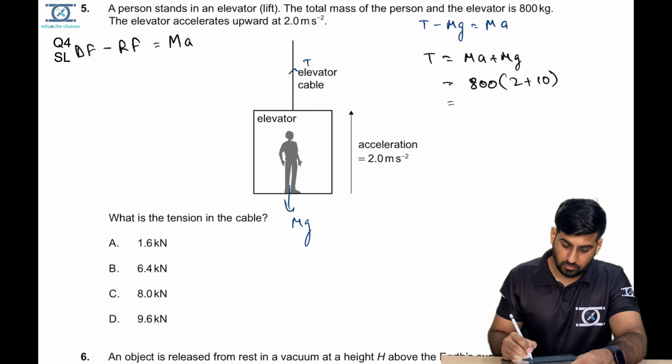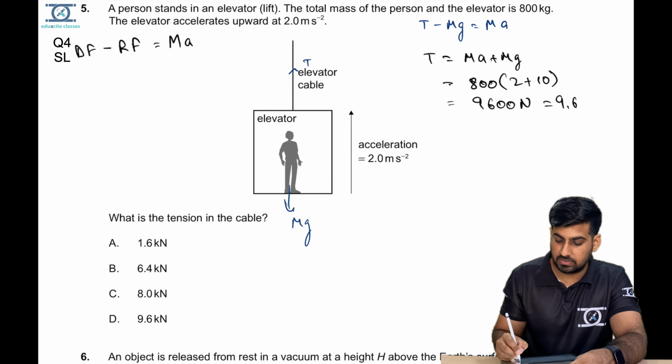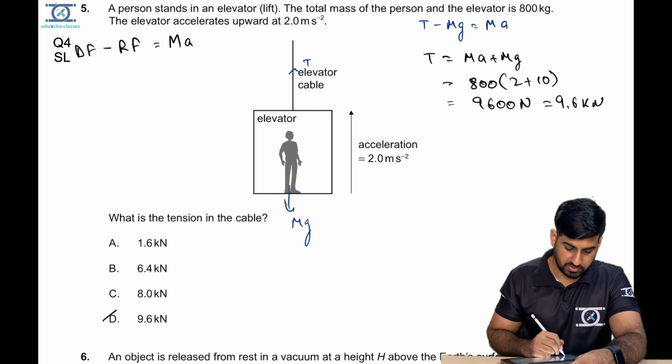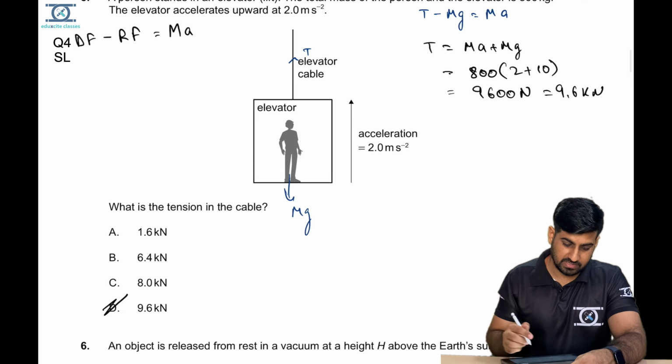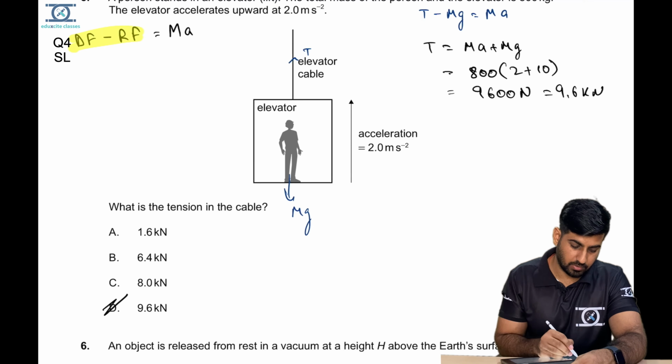So 12 into 8 will be 9600 Newton, which is nothing but 9.6 kilonewton. Option D is the right answer. Okay, easy. So please remember this equation. This is very, very important.